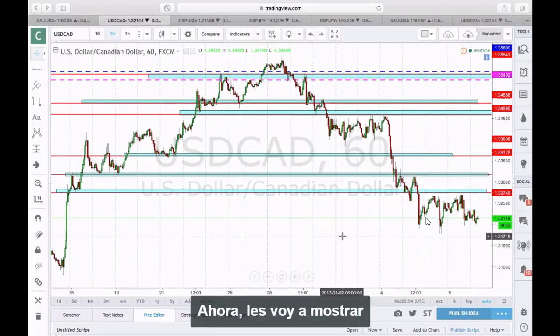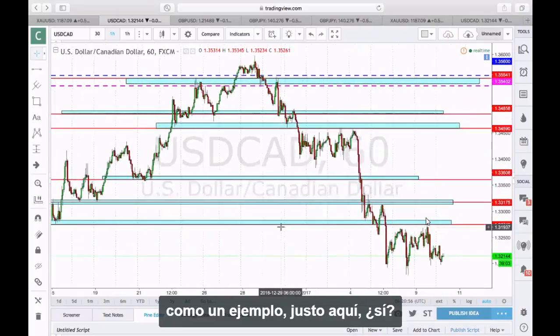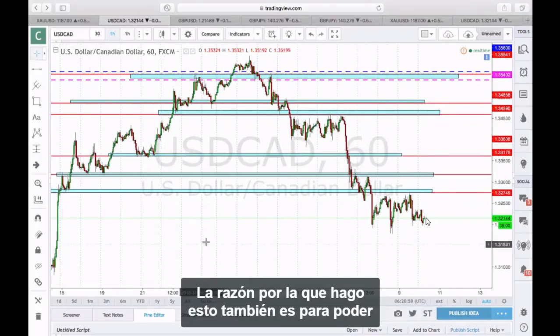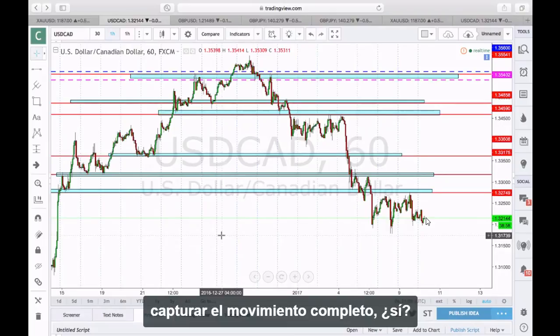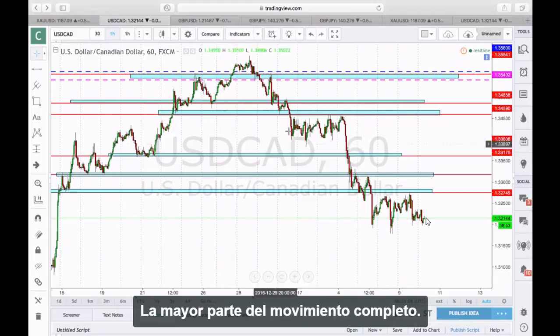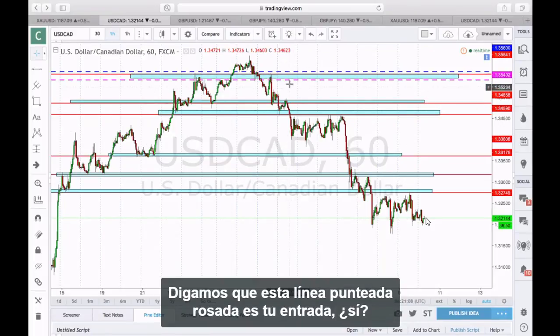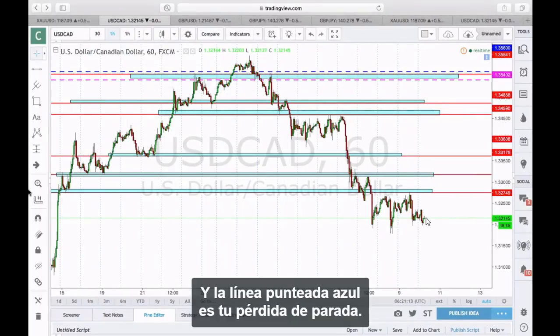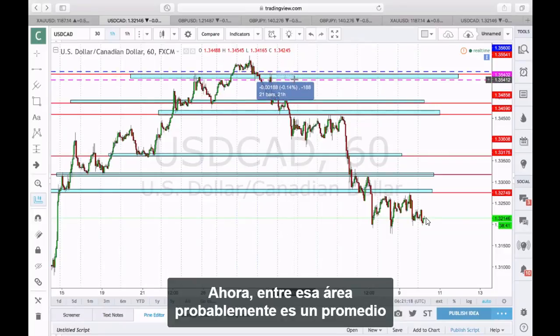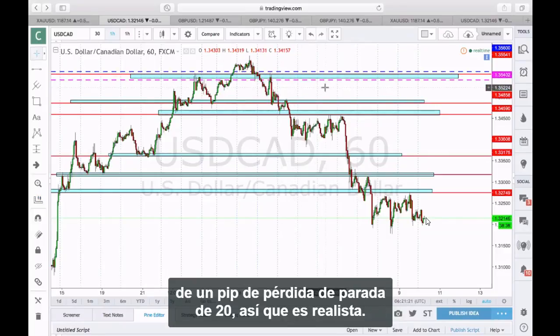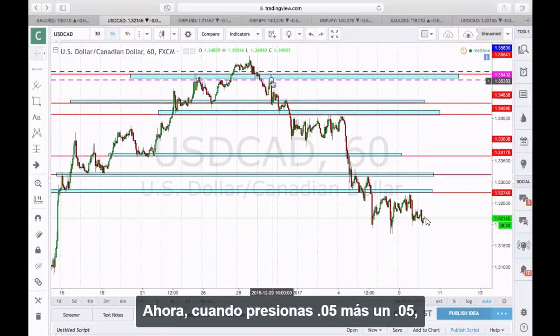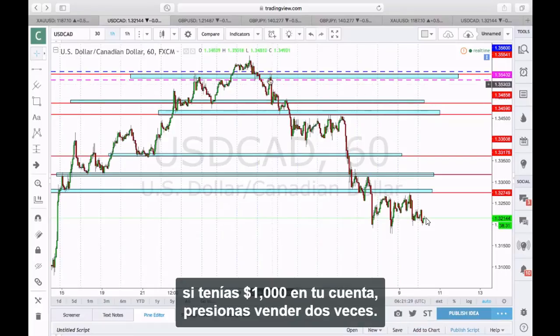Now, I'm going to show you guys an example right here, okay? The reason why I do this as well is so I can capture the entire movement, the majority of the entire movement. Now, say that this pink dotted line is your entry, okay? And the blue dotted line is your stop loss. Between that area, it's probably an average of about a 20 pip stop loss, right? So this is realistic.